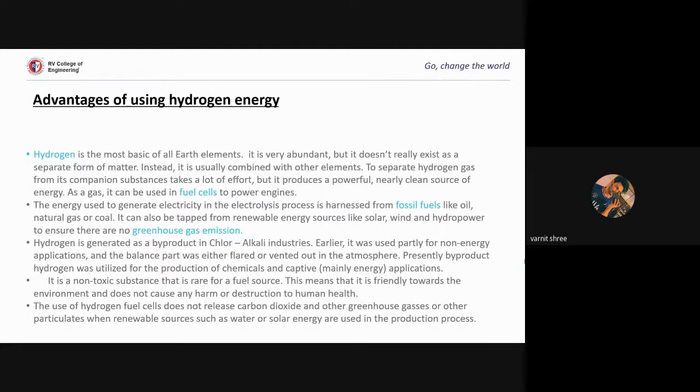Advantages of hydrogen: it is present abundantly, just requires separation from its compounds. There is almost no greenhouse gas emission or residue from hydrogen combustion. It can also be collected as a byproduct of the chloroalkali industry, which is a very easy way of obtaining it. And hydrogen usage is cleaner when water or solar energy is used in the production process. With pros come some cons, and we'll discuss the disadvantages of hydrogen in the next slide.